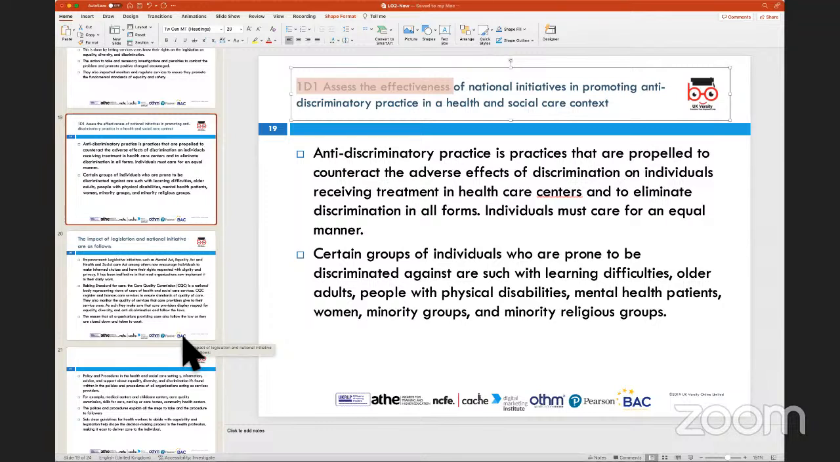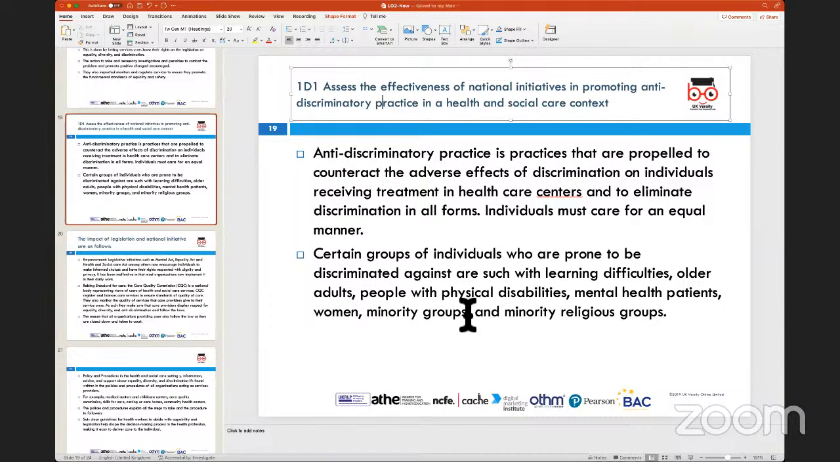So if I put it this way, and if I have to assess the effectiveness of national initiatives, one of the key things I would give as an example is that every organization within the health and social care setup needs to conduct diversity training that can help staff understand and value the differences between people, and the care which is required to be given to patients when they come in to receive care in that particular setup.